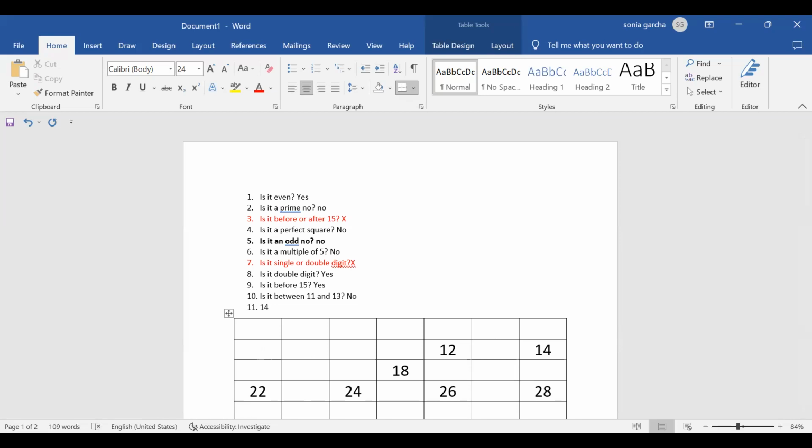हाँ चलो. अब आपने मुझे पूछा is it before 15? मैंने क्या बोला? Yes. तो कितने नंबर घटे? 18, 22, 24, 26 and 28. 5 numbers. Correct. Yeah, it's a very good question. You were able to eliminate a lot.